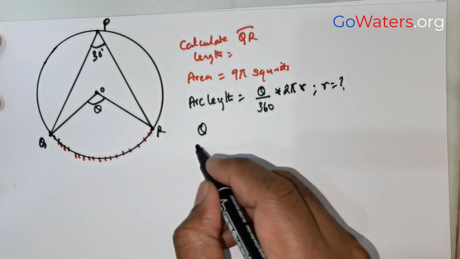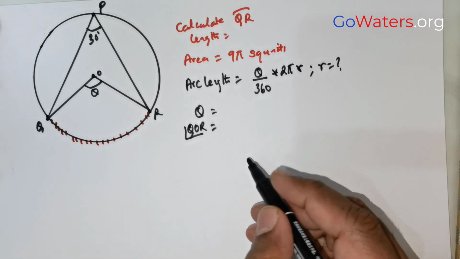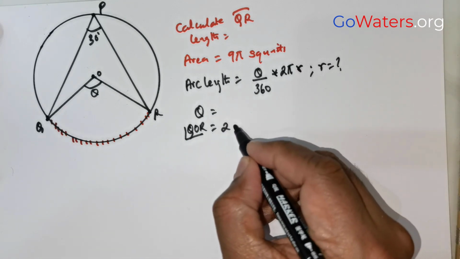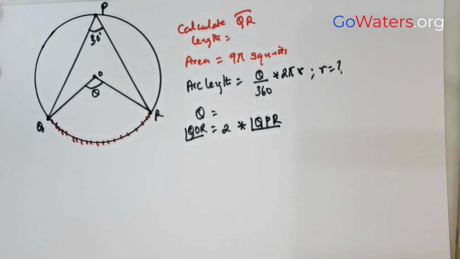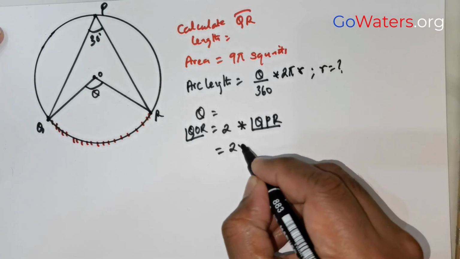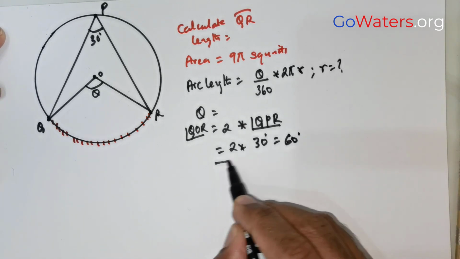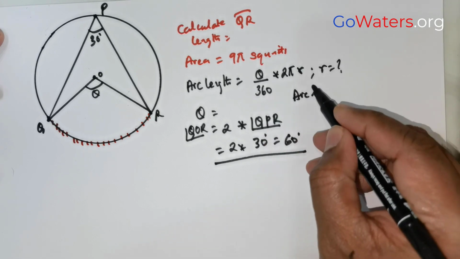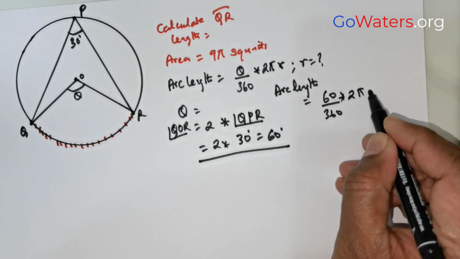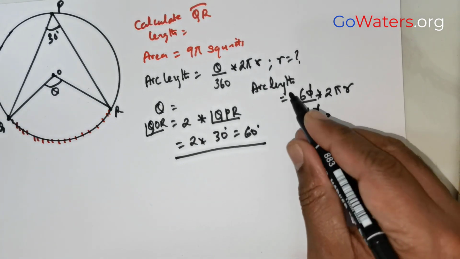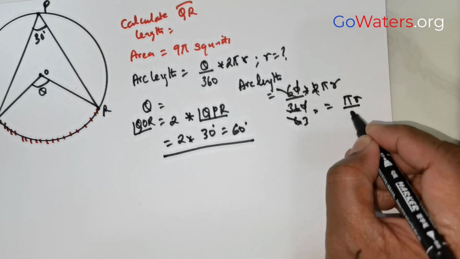Now what is theta? If this is Q, it's given as QOR is equal to, what's the formula? It's 2 times angle QPR, right? So what is QPR? 30, and 2 times 30 is 60 degrees. So I've got theta. So arc length from here is equal to 60 divided by 360 multiplied with 2 times pi times r. So if we were to cancel 0 and 0, 6 divides 36 6 times, 2 divides 6 3 times. So this is equal to pi r divided by 3.